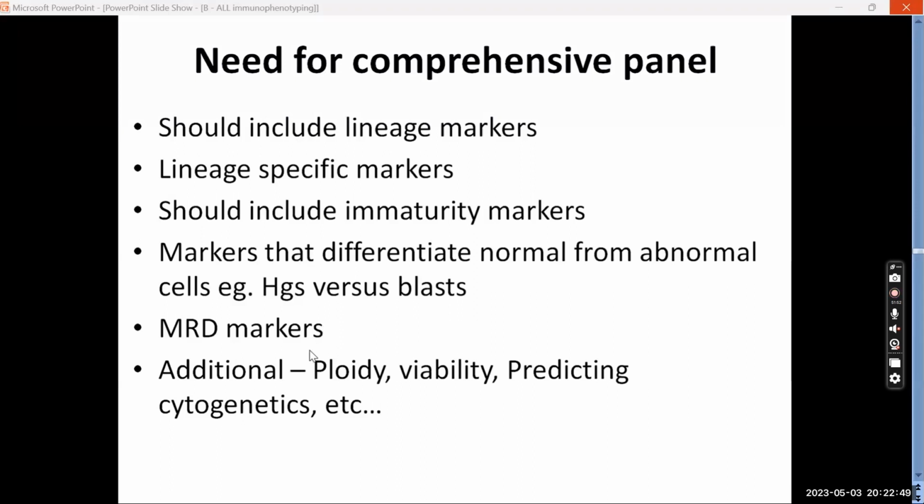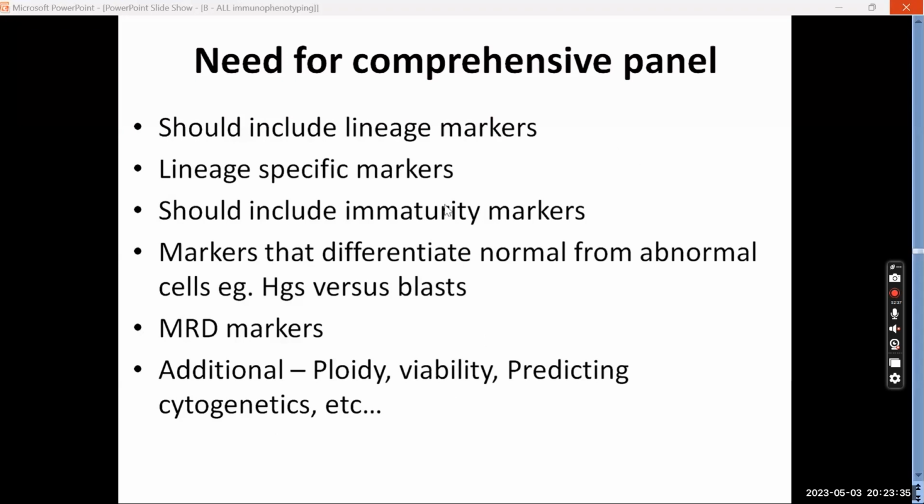Then you can have additional assays like ploidy. In B-ALL you can do that, and in myeloma you can do that. It adds a point towards the prognosis. If it's a shipped sample, as people working in standalone laboratories may get samples from different parts of the states, you need a viability tube to assess how many viable cells are there. If you are working in a very high-end flow center, you can have other markers to predict cytogenetic abnormalities. For example, for Ph-like ALL, you can have a marker like CRLF2, which has a very poor prognosis. This is good to do, but these are all basics.